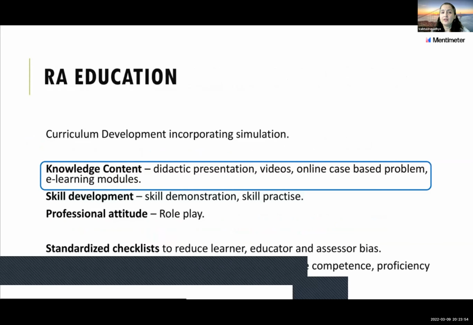So regional anesthesia education. Here, the knowledge content delivery is done by didactic presentations, videos, online case-based problems, e-learning modules. And Dr. Indu very rightly mentioned the retention pyramid did show that these can have quite a low percentage of retention, and the highest when the students actually teach or actually do the procedure. So apart from this, how can simulation help?